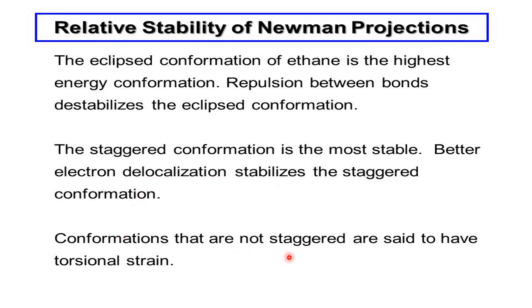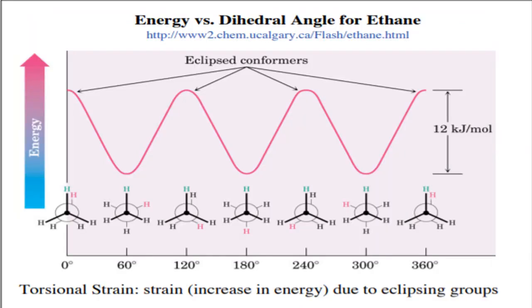Conformations that are not staggered are said to have torsional strain. See once again, conformations that are not staggered are not stable. Other forms are less stable because what? They have some kind of tension or strain. That strain is called what? Torsional strain. Torsional strain is because of what? Rotation of one carbon with respect to the other one. There some problems are there, some tensions are there. That is called torsional strain.